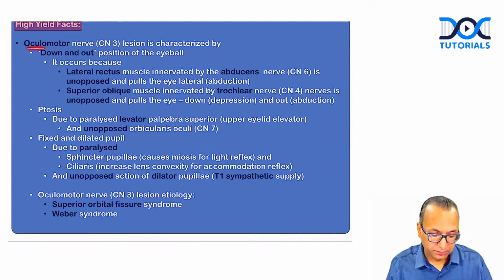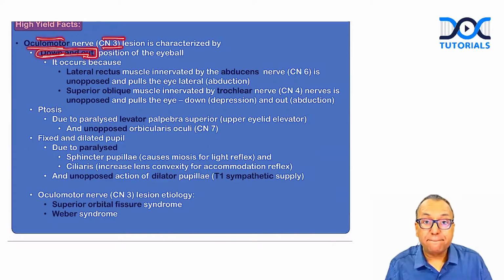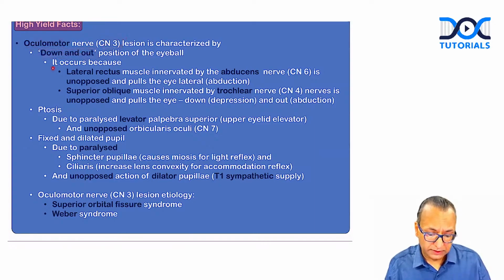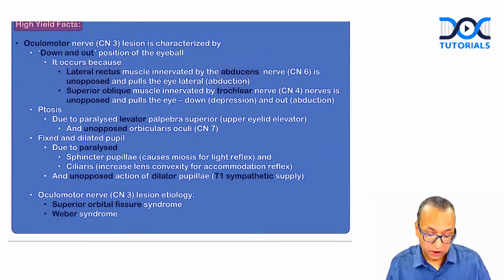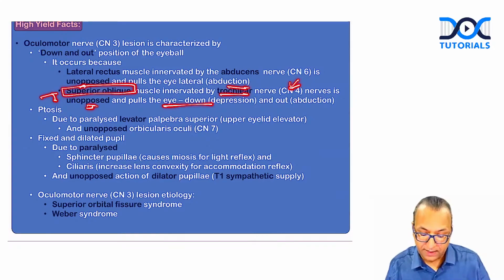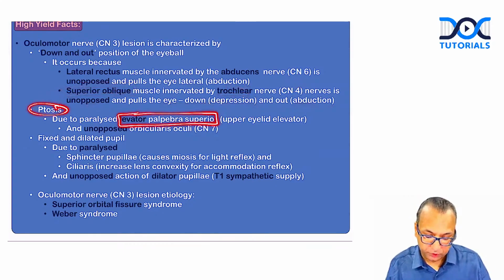So here, coming to this patient, oculomotor nerve lesion, down and out position. It occurs because the lateral rectus, supplied by the sixth nerve, is becoming unopposed and taking the eye out, abduction. The superior oblique muscle, innervated by the fourth nerve, is also becoming unopposed, so it takes the eye down and out, depression and abduction. Ptosis happens because the levator palpebrae superioris, which is for upper eyelid elevation and supplied by the third nerve, is not working.